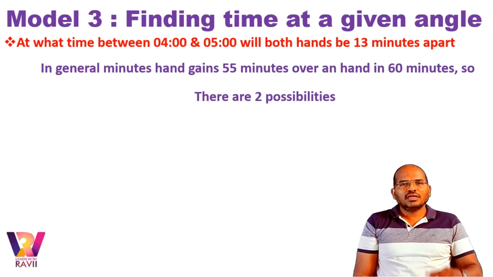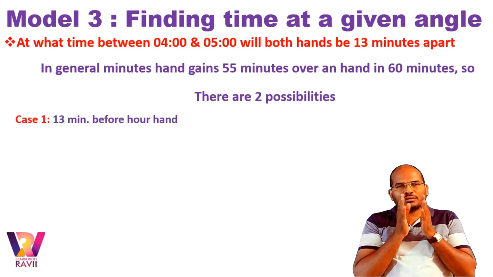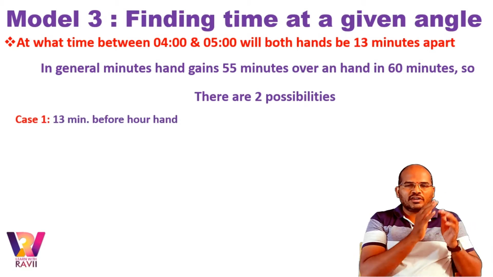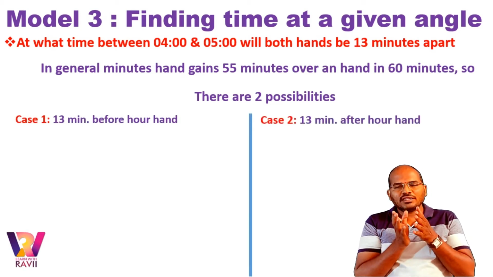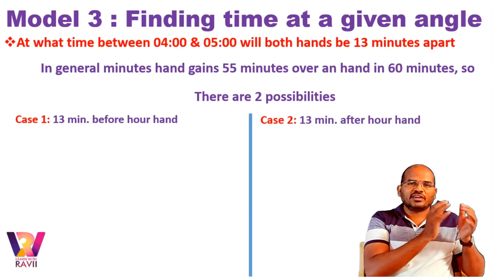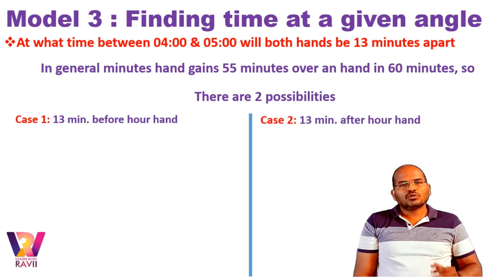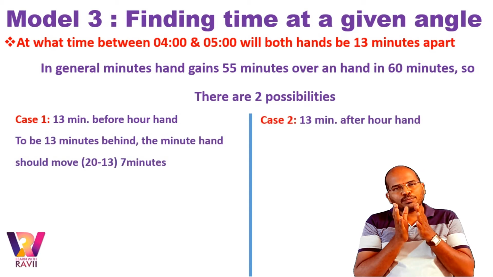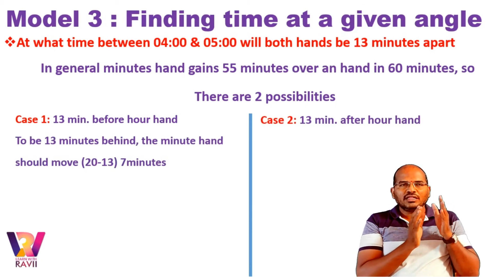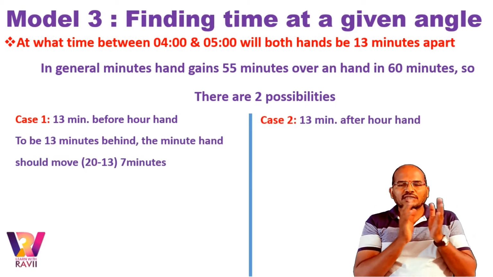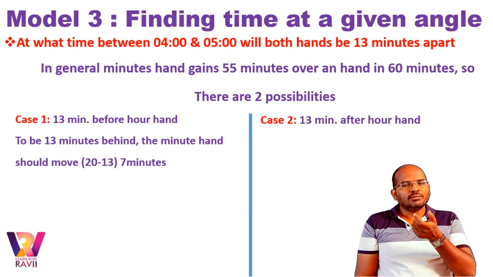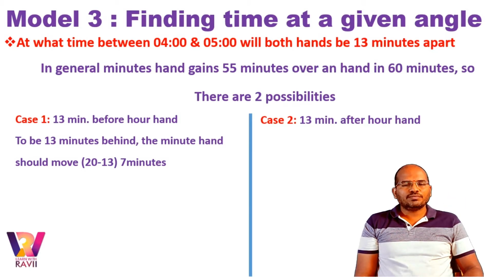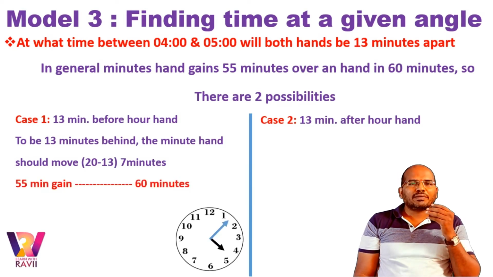The first possibility is a case where the minute hand is 13 minutes before the hour hand, and in case 2, the minute hand is 13 minutes after the hour hand. So going to case 1, to be 13 minutes before the hour hand, the minute hand should move 20 minus 13, that is 7 minutes. Now have you got 20? 4 indicates 20 minutes, so 20 minus 13 is 7 minutes. The diagram is pretty clear.